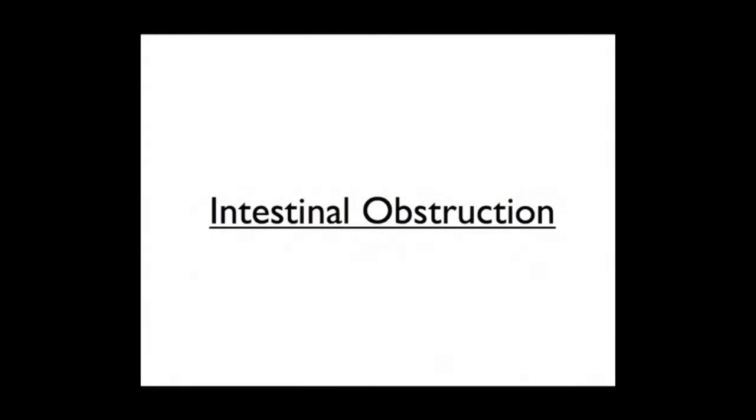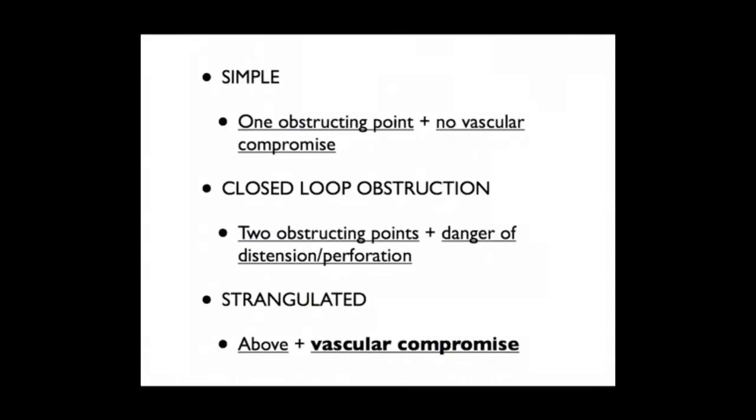Intestinal obstruction. It can be defined as simple, where there's only one obstructing point, and there's no complications with the vascular system. Or you can have closed loop, which is when you've got two obstructing points, and this gives you the danger of distension and then leading on to perforation.